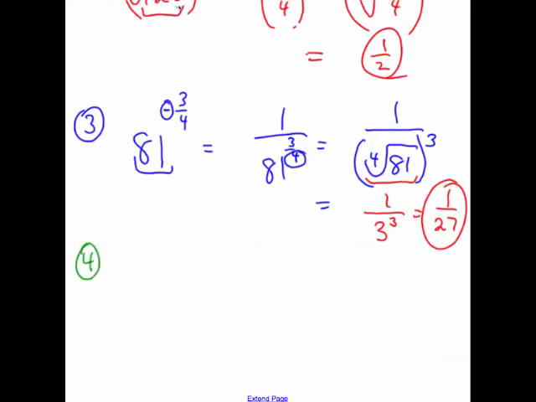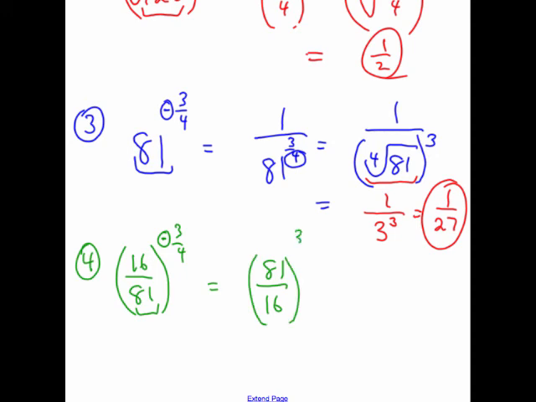Just another couple of examples to show you the range of possibilities. 16 over 81 to the exponent, let's do another negative exponent. Let's do negative 3 over 4. Alright, well, the negative exponent tells me to reciprocate the base, so this is 81 over 16 to the positive 3/4 exponent. And then the 4 on the bottom of the exponent is the index of the radical, the 4th root of 81 over 16. And then we're going to take the whole thing to the exponent 3.